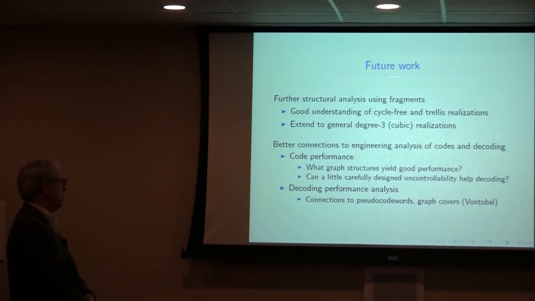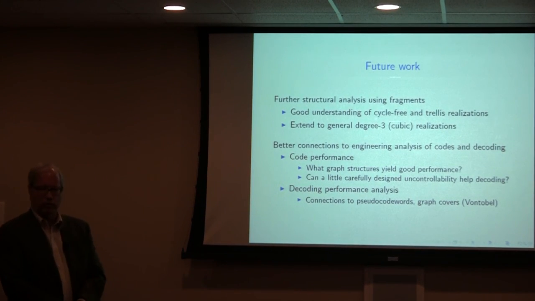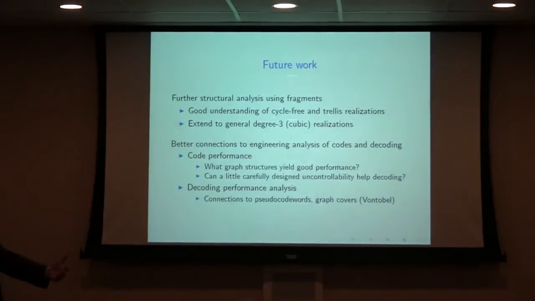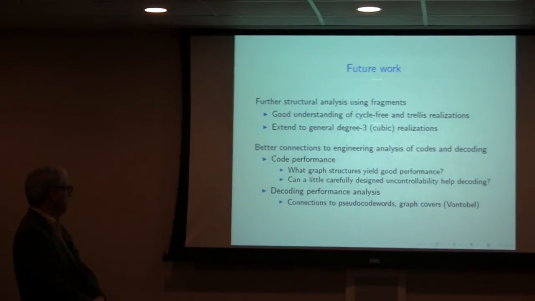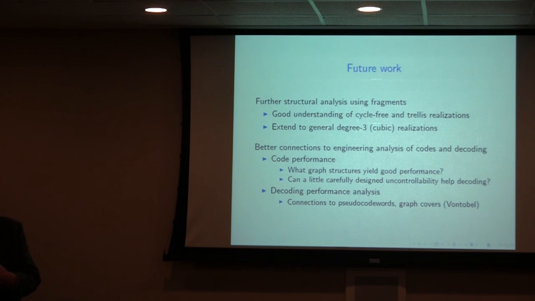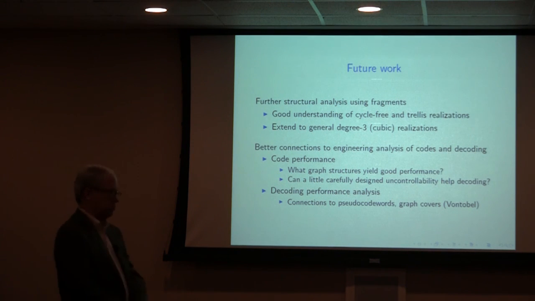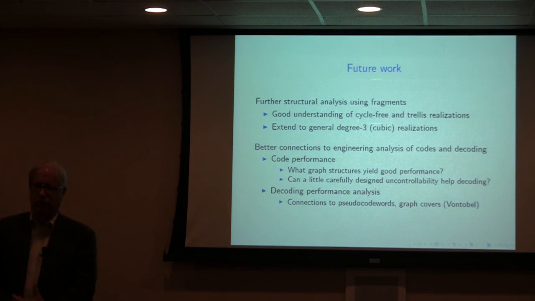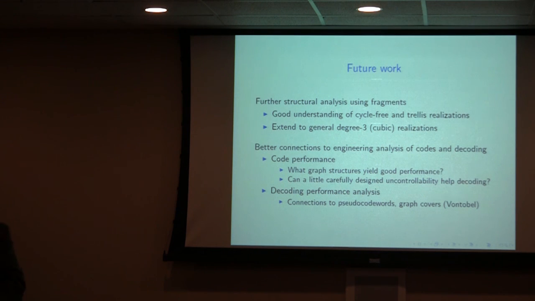And it has to be admitted that we don't have a very good connection to the actual engineering analysis of codes and decoders. This is all just system theory, and apart from the cycle-free versus cyclic case, which was already known, we don't really know what graph structures yield good performance. This question of carefully designing uncontrollability, what would you take into account? In decoding performance analysis, it's helpful to look at extensions of your original graph, covers. That's what determines the pseudocodewords, which, since our decoding algorithm is local, are perfectly valid from the point of view of the decoder.